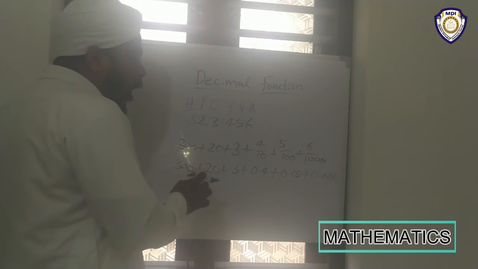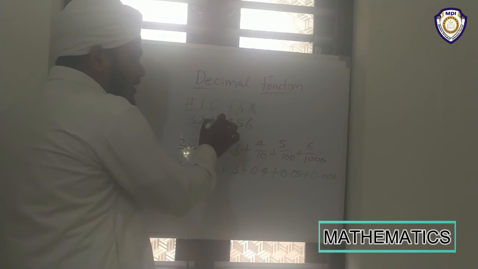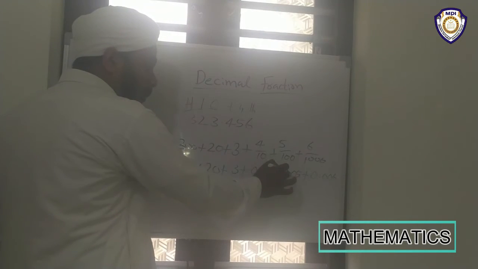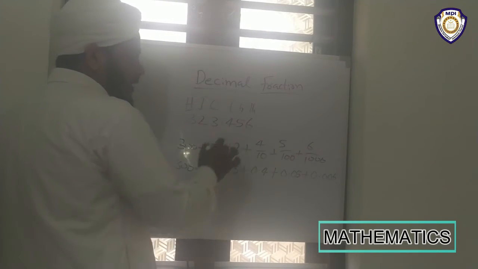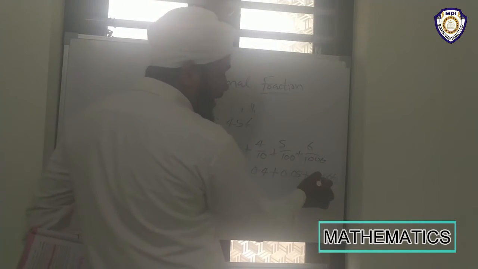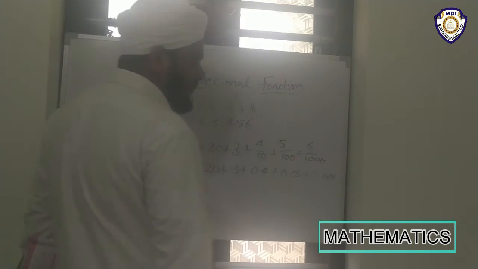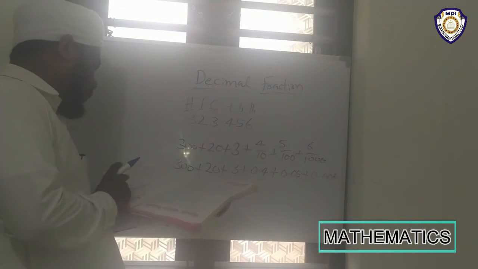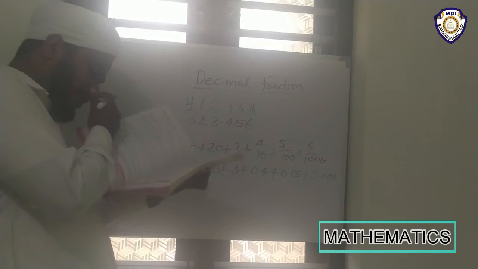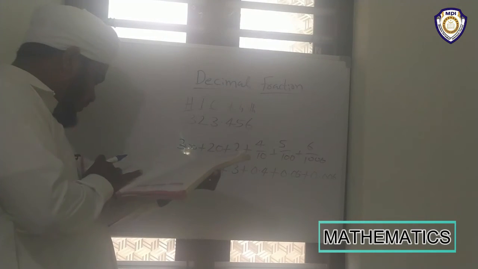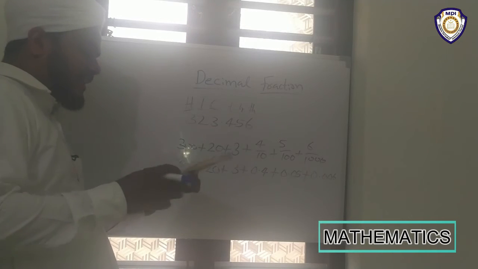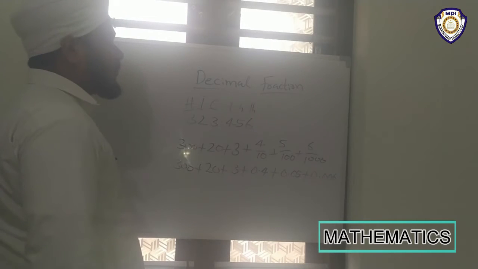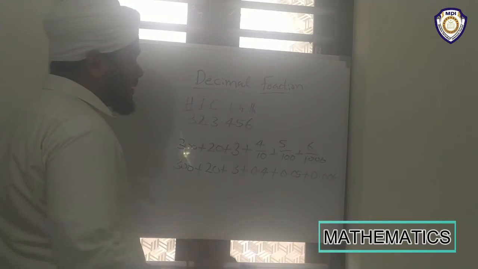My question: how is this 4 here 0.4? This 5 here 0.05. This 6 here 0.006. It is very important to understand. We have studied this part in our previous class, 5th class. I just remind you, please listen here.